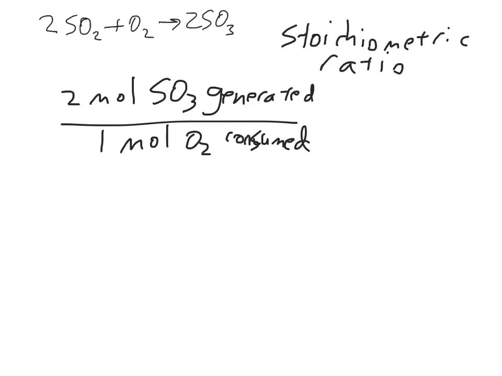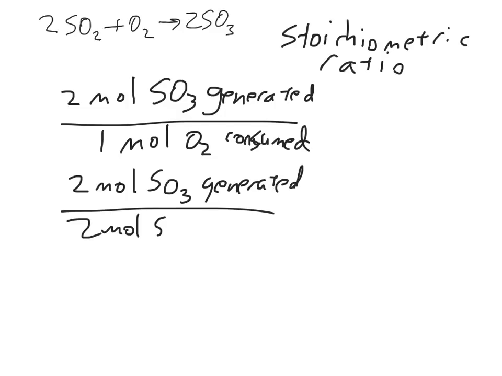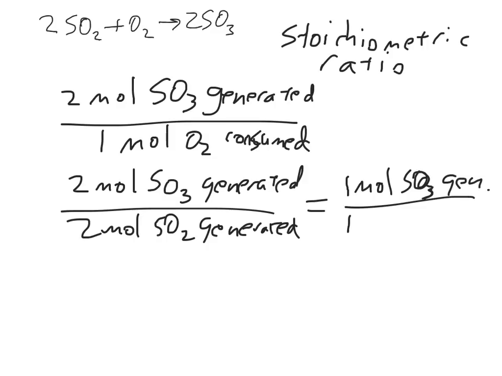And we could write out other ratios here. 2 moles SO3 generated per 2 moles SO2 consumed, which is the same thing as 1 mole SO3 generated per 1 mole SO2 consumed. And so this, again, is the stoichiometric ratio. Let me just explain to you how this can be useful.